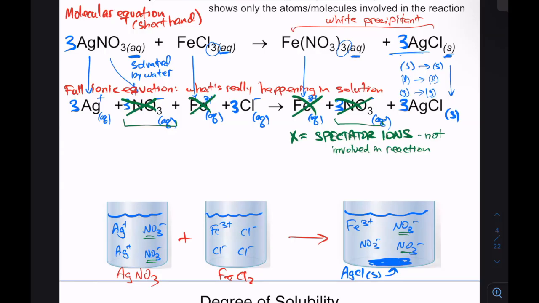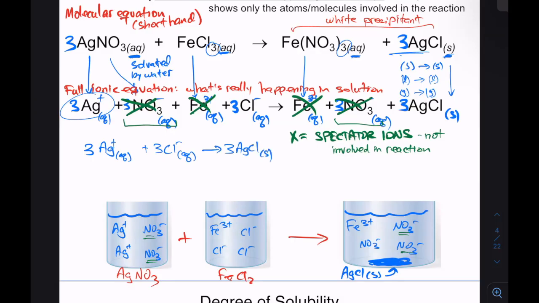What is happening then is everything that's left over once we remove the spectator ions. That's going to be 3 moles of silver cations in aqueous solution, and 3 moles of chloride ion in aqueous solution, and they are going to combine to form 3 moles of silver chloride solid.